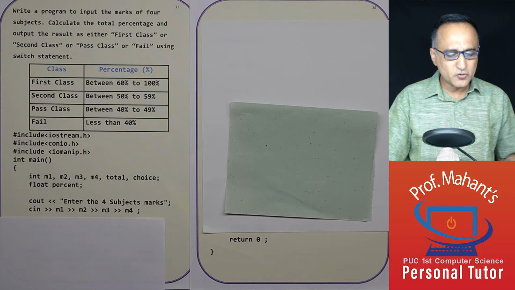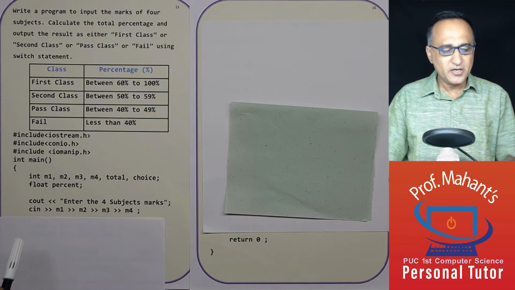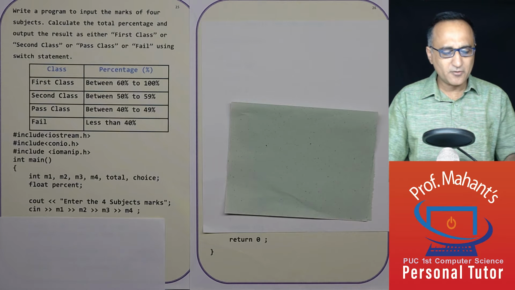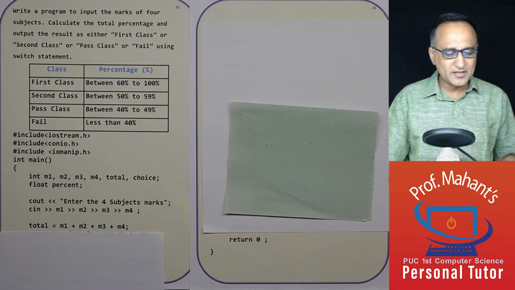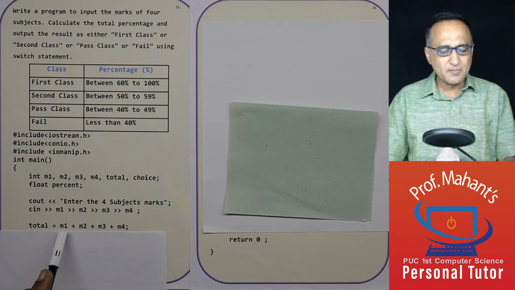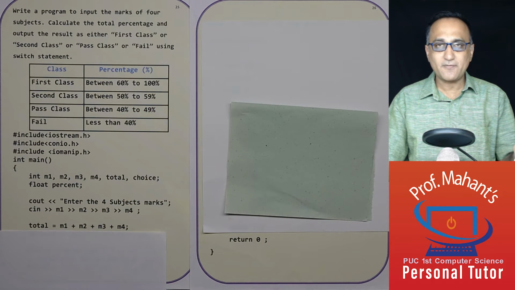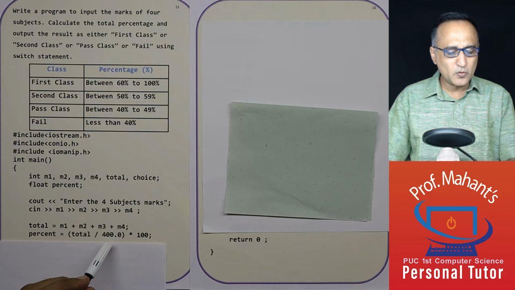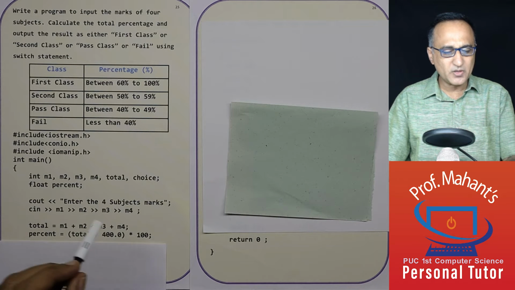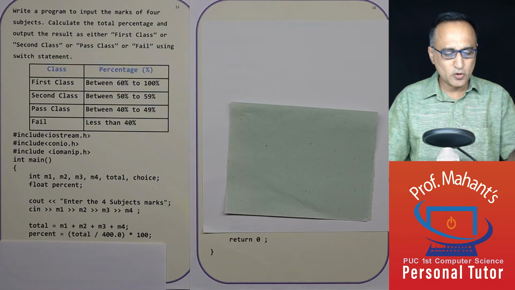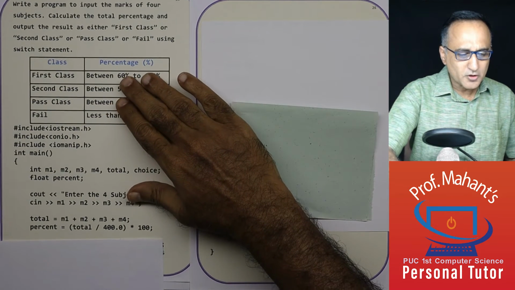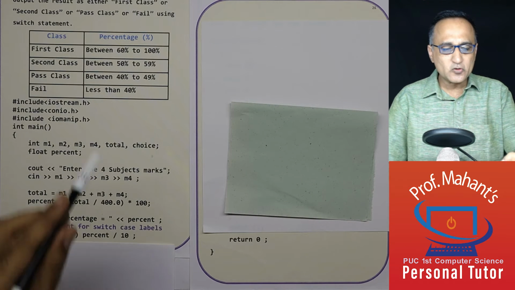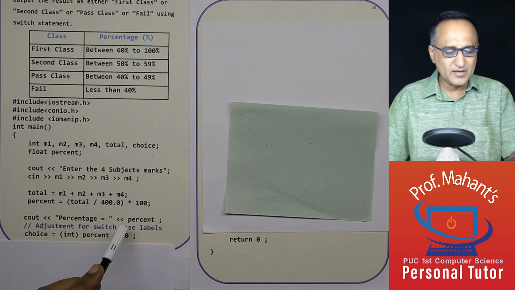First step, I am asking the user to enter the marks for the four subjects. Using cascading operators, I am reading the marks for subject 1, subject 2, subject 3 and subject 4. The next step is to calculate the total first. So total is going to be marks 1 plus marks 2 plus marks 3 plus marks 4. Once you get the total, percentage is easy. Percentage is total divided by 400 into 100. This will give me the percent, whether it is 70%, 50% and so on. The next step is a very important calculation. First, I am displaying the percentage on the screen, so I show whether it's 50%, 80% and so on.